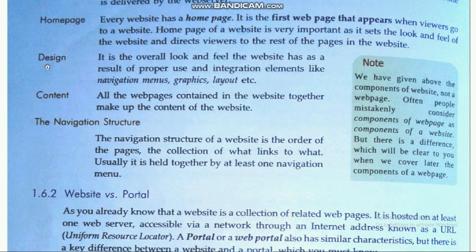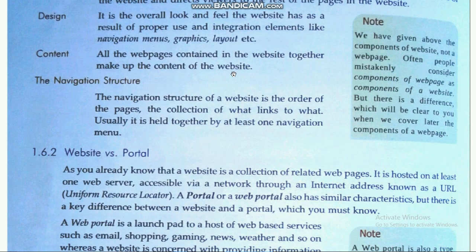Design is the overall look and feel of the website as a result of the proper use of interaction elements like navigation menu, graphics, layout, etc. That's called design. Now content. All the web pages contained in a website together make up the content of the website. It means a picture, text, animation, whatsoever is there. Then the navigation structure.